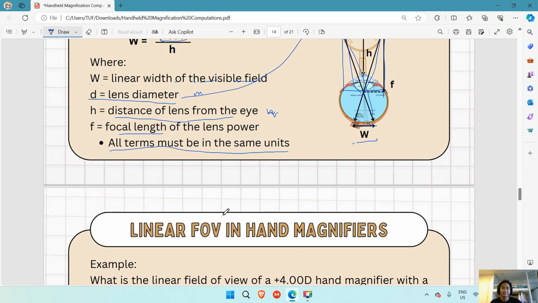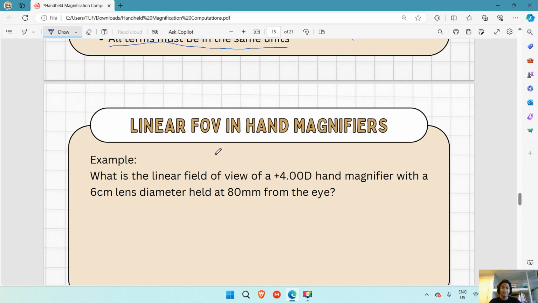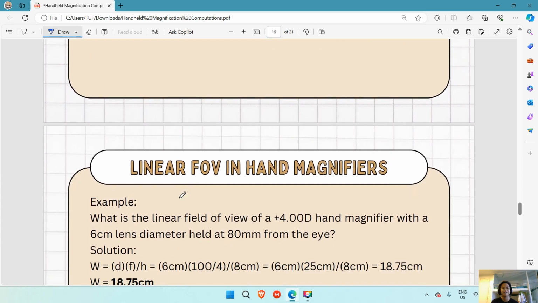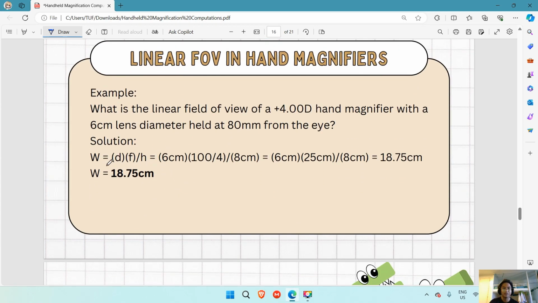Okay, back to the example on linear field of view in hand magnifiers. What is the linear field of view of a +4 diopter hand magnifier with a 6 cm lens diameter held at 80 mm from the eye? So for the solution, D is our diameter of the hand magnifier, which is 6 centimeters. Our F is plus 4 D, so you can't directly substitute the 4 D. You need to convert it to focal length, where F is equal to 1 over D.